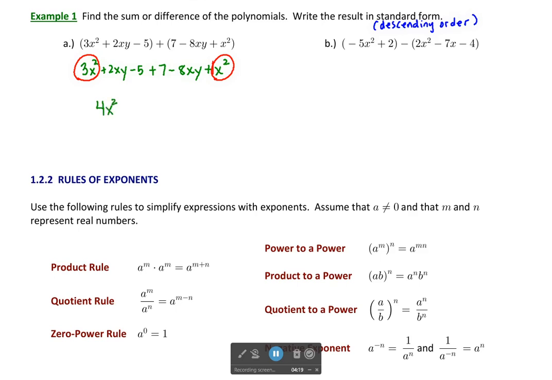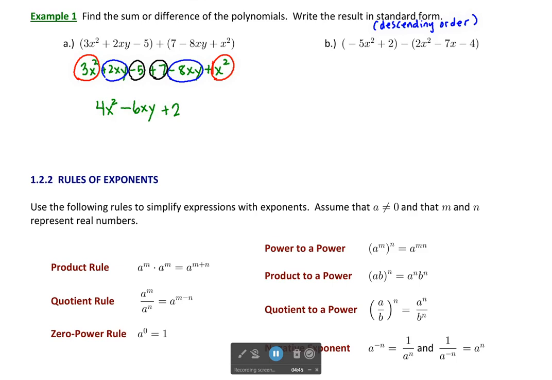Next, we have like terms plus 2xy and minus 8xy. Plus 2xy minus 8xy gives me negative 6xy. And then finally, we have two constants to combine, negative 5 plus 7, and that gives us plus 2. So our simplified polynomial there, 4x squared minus 6xy plus 2.